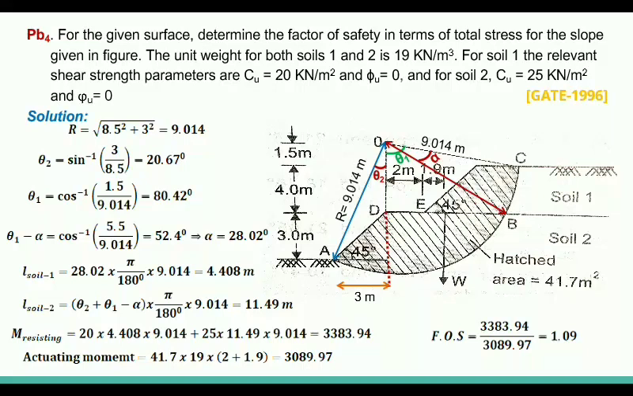So we have calculated the resisting moment for each soil. In this case we calculated it for soil 1, then we added soil 2. Suppose there is a soil 3 also; we can calculate C into L into R for the third soil. In all the cases the overturning moment will be constant: weight into the perpendicular distance between the line of action of the weight and O. Are you getting my point?